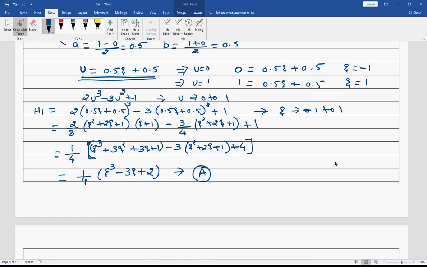So just let me know whether you got the value of H1 or not. You can write down these values and just let me know whether you understood the value of H1, how we have calculated.